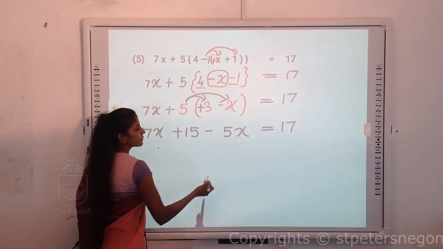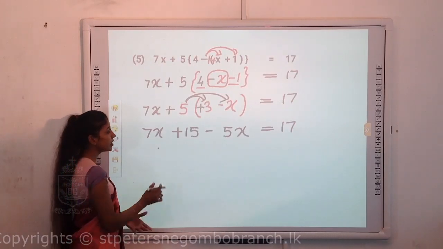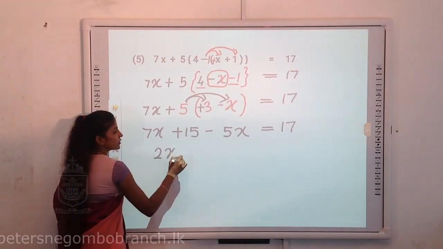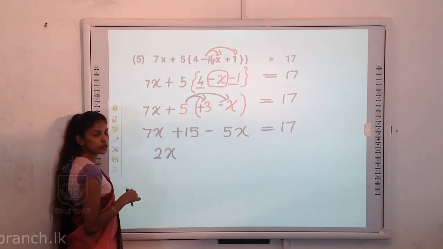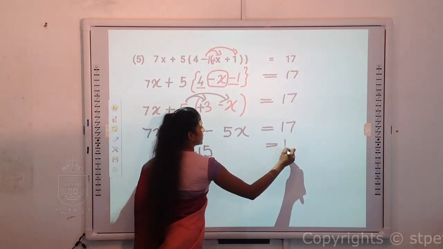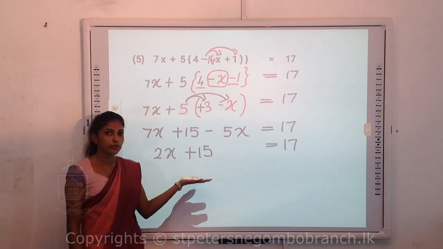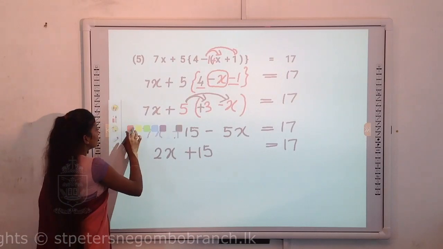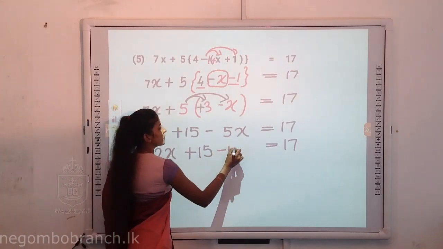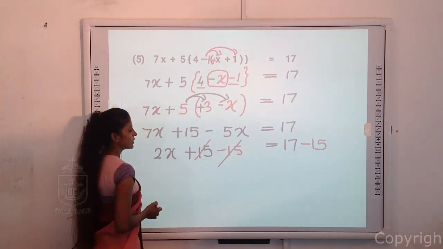7x minus 5x. What is the remainder? They are like terms. So once you simplify them, the answer will be 2. 7 minus 5, answer is 2. Plus 15 is there. And here you have 17. So what's our next step? Our next step is to cancel this 15 from this side. So let's remove 15 from that side. Minus 15, minus 15. So 15 is removed.